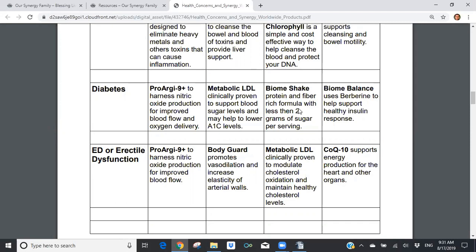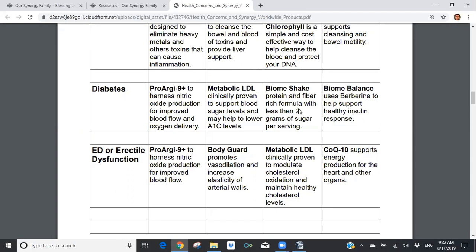typically, why is the nitric oxide going down? It's because there's damage that has been done to the endothelium. Typically, that damage is inflammation that then leads to plaque formation. Anything that you can do to begin to eliminate inflammation in the vascular system helps the endothelium to function properly or improve its function. And so, again, Metabolic LDL is clinically proven to prevent the oxidation of LDL cholesterol, which then helps to limit inflammation.